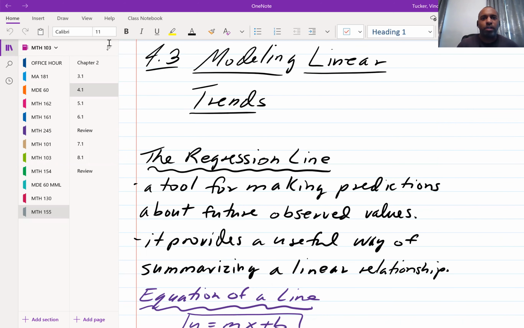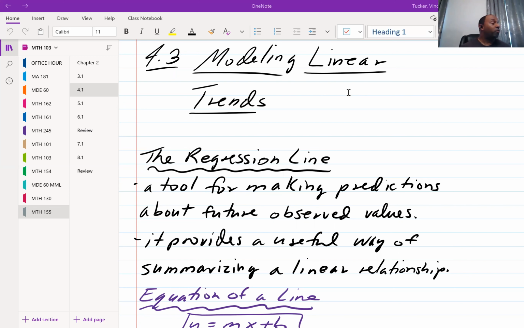So we are starting with 4.3, like we mentioned already. Sorry, I had a sneeze, didn't want to come out. All right, so 4.3, modeling linear trends.